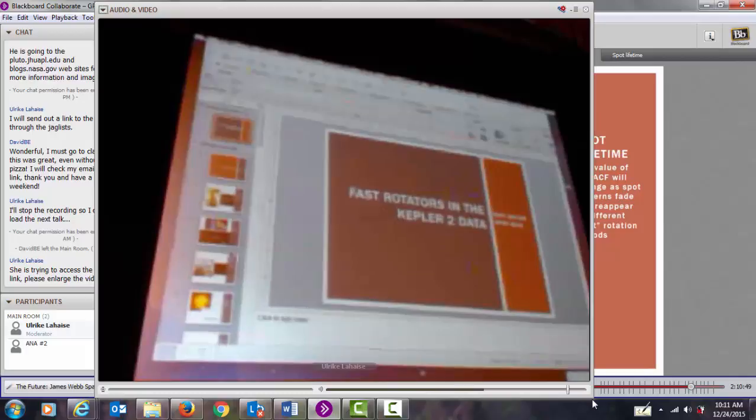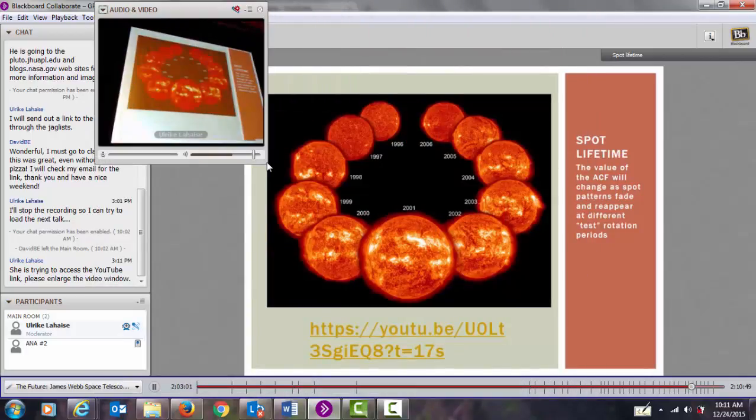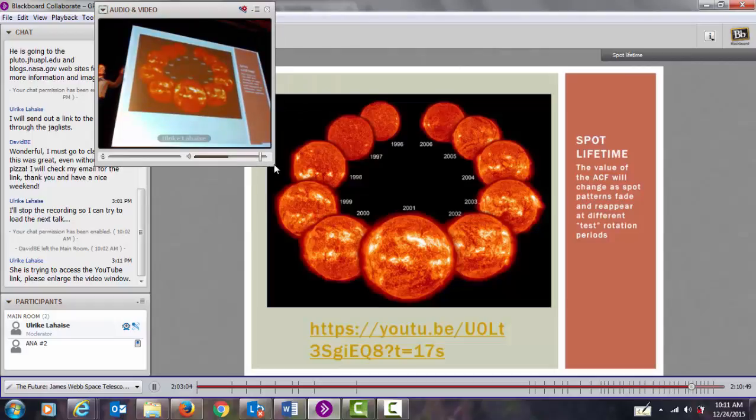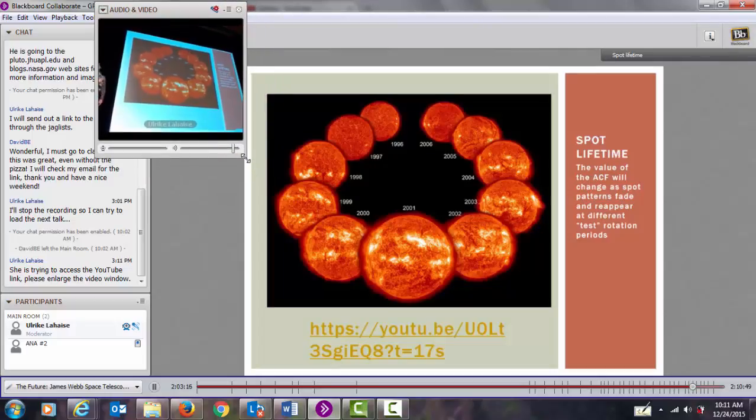And so remember that the autocorrelation function is comparing the brightness level of the star to itself. And so if that spot pattern is changing, the autocorrelation is going to change. And so this is just pictures of the sun over time. Again, the sun isn't even very active and it changes a lot over the years.